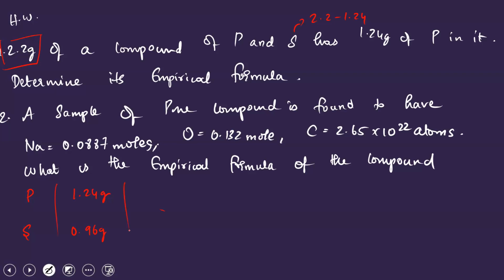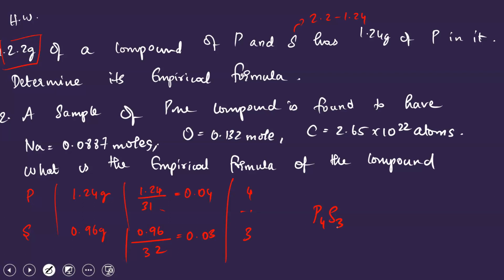Then I find out the number of moles. So 1.24 divided by, what is the molar mass of phosphorus? 31. Then 0.96 divided by 32. Okay, what is the answer that you get? We get phosphorus to sulfur in the ratio 4:3. So phosphorus number of moles is 0.04 and sulfur 0.03. So you get the ratio of 4:3. Simplest ratio is this. Am I right or no? Yes or no? It is simplified. Suppose you have got 4 phosphorus and 3 sulfur. That's it.